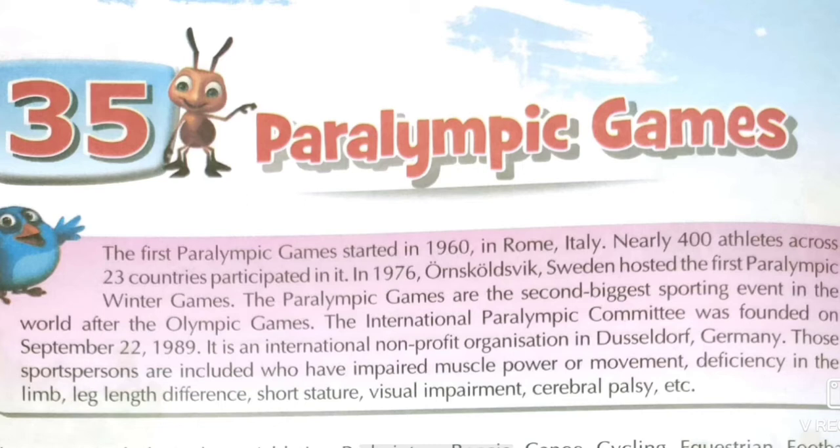The International Paralympic Committee was founded on September 22, 1989. It is an international non-profit organization in Düsseldorf, Germany. Those sportspersons are included who have impaired muscle power or movement deficiency in the limb, leg length difference, short stature, visual impairment, cerebral palsy, etc. So student, remember this paragraph because some MCQ type questions are coming from this.